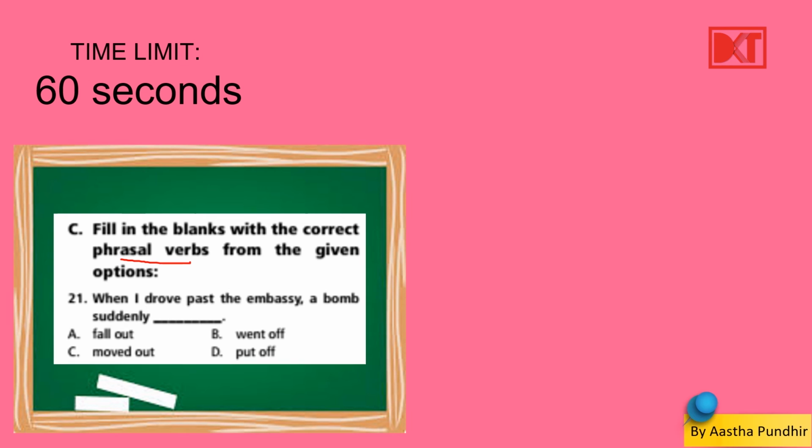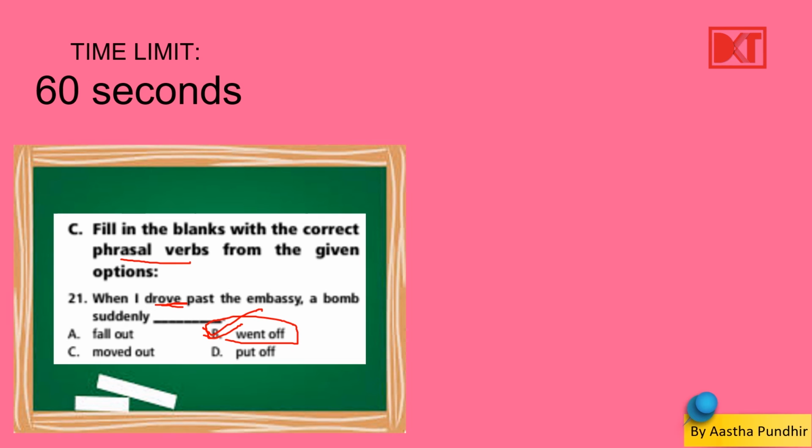So here let's see. When I drove past the embassy, a bomb suddenly fall out, went off, moved out or put off. Here the correct answer is B. When I drove past the embassy, a bomb suddenly went off. First of all, this is the past tense. Okay, drove past. So we'll be using the past tense B. Went off, which means it burst.